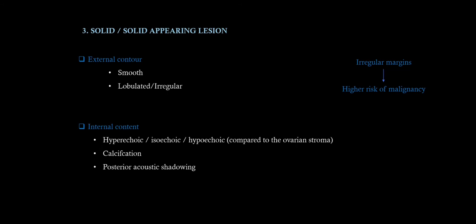A solid or solid appearing lesion needs to be described under two different areas, that is the external contour and the internal content. External contour can be smooth or lobulated or irregular. If there are irregular margins, it has a higher risk of malignancy. The internal part of the solid lesion should be described in comparison with the ovarian stroma, whether it is hyperechoic, isoechoic or hypoechoic as compared to the ovarian stroma, and whether there is any presence of calcification or posterior acoustic shadowing.